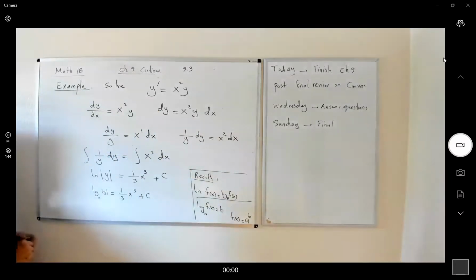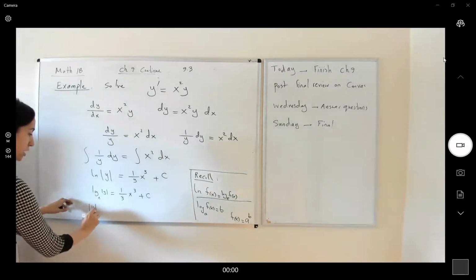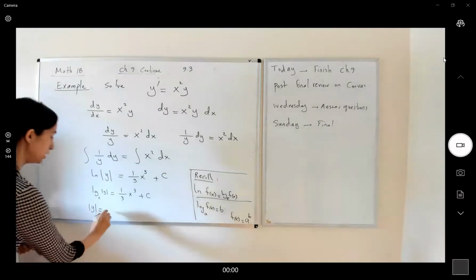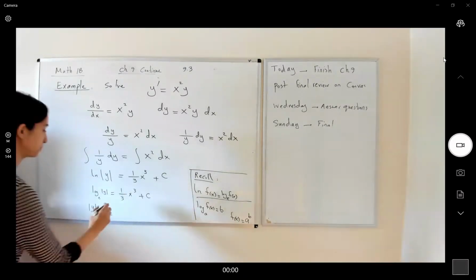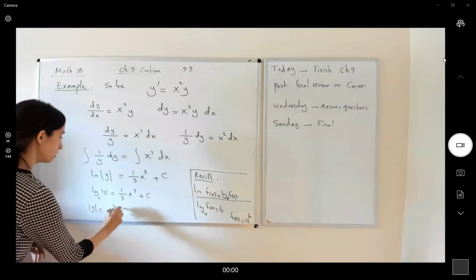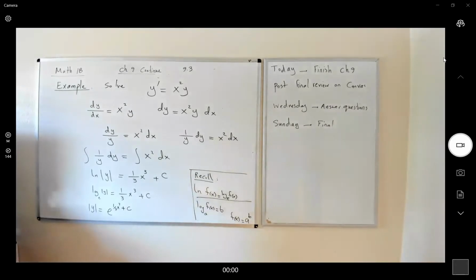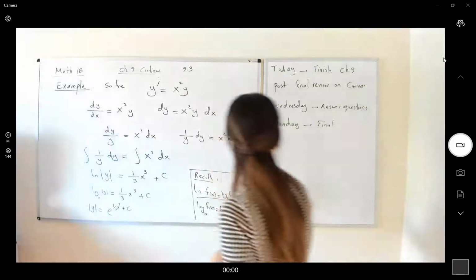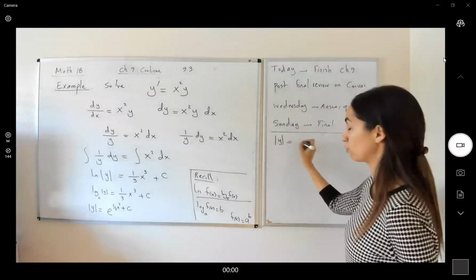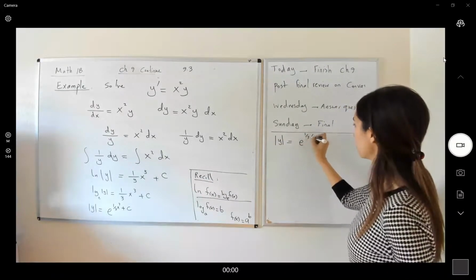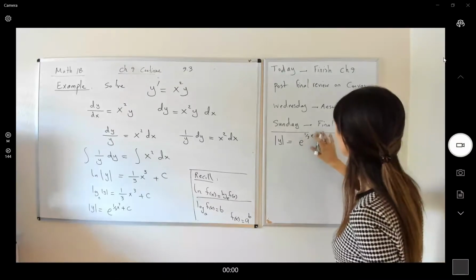So here I have absolute value of y equals e, the base, raised to this expression: a third x cubed plus c. Let us continue. Absolute value of y equals e to the a third x cubed times e raised to c.